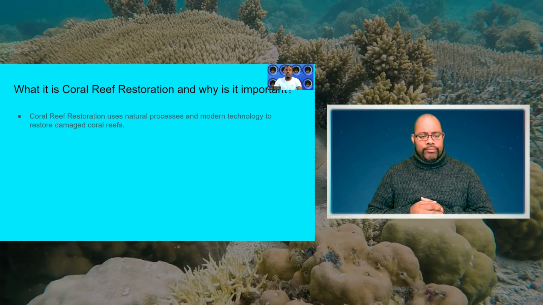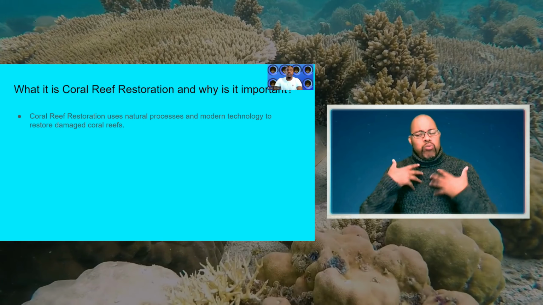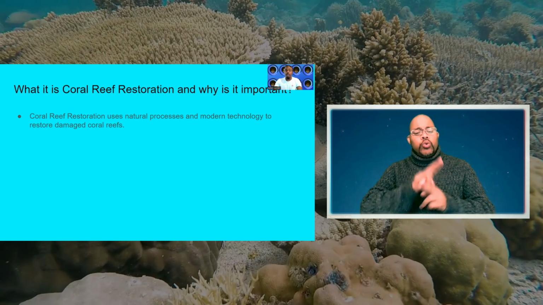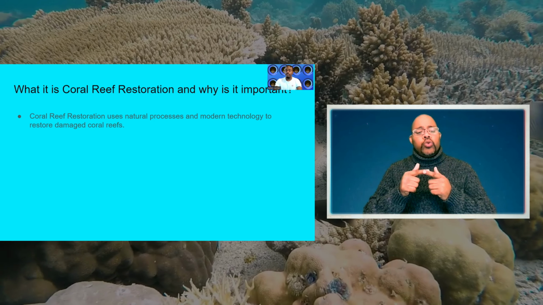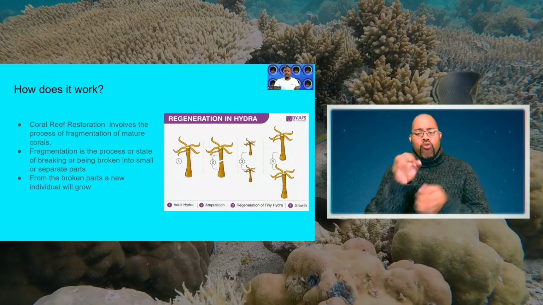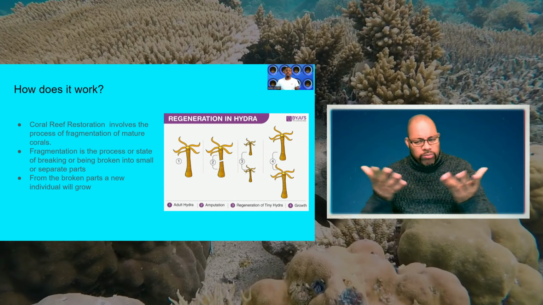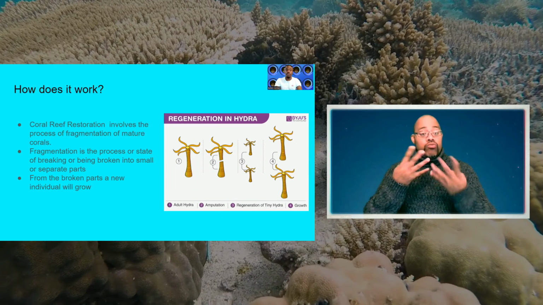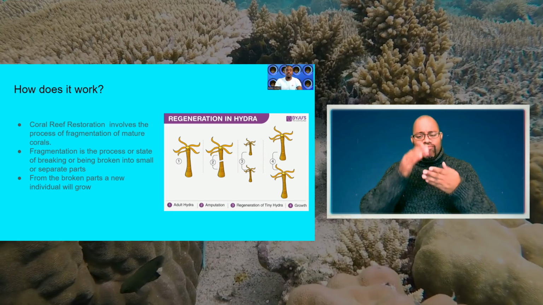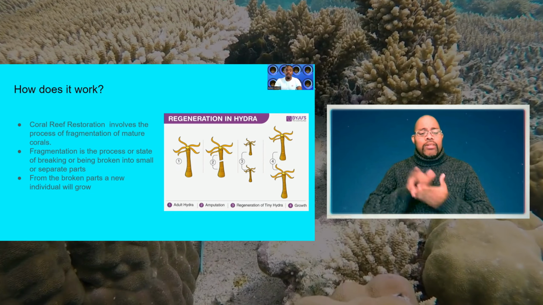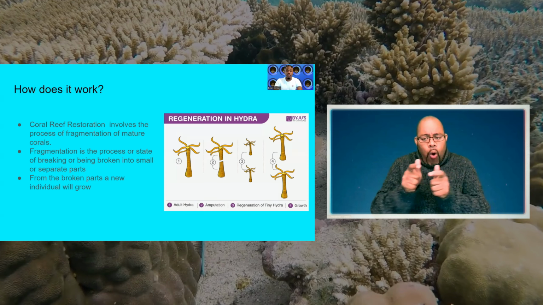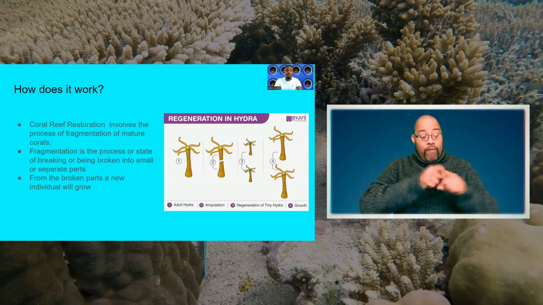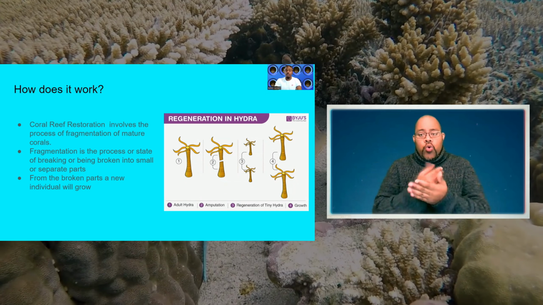Now, what is coral reef restoration and why is it important? Coral reef restoration uses natural processes and modern technology to help restore damaged coral reefs. So how does it work? Coral reef restoration involves the process of fragmentation of mature corals. Fragmentation is the process or the state of being broken into small parts, and from these broken parts, a new individual can grow.